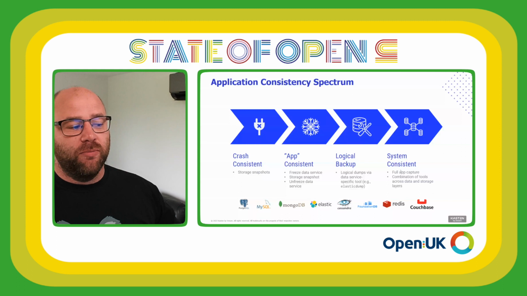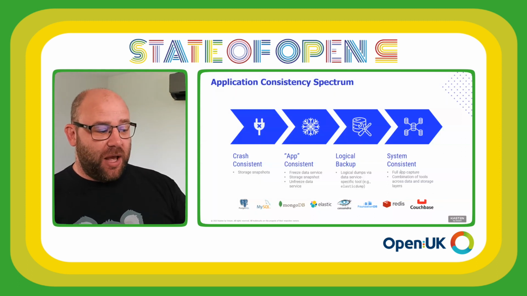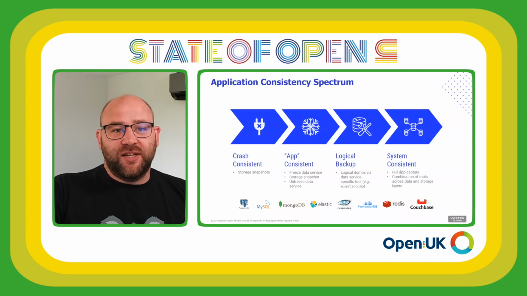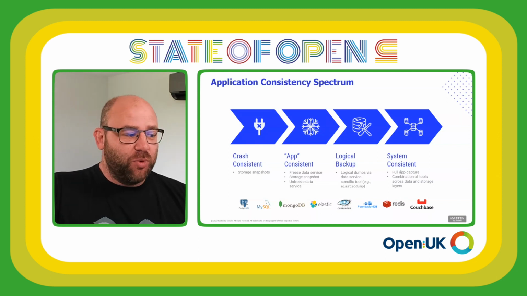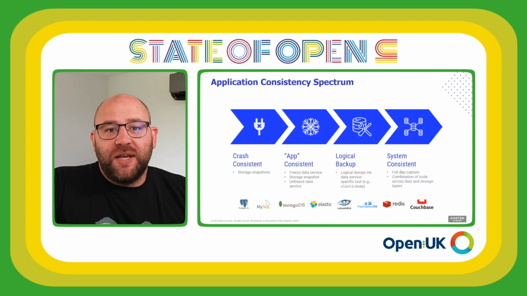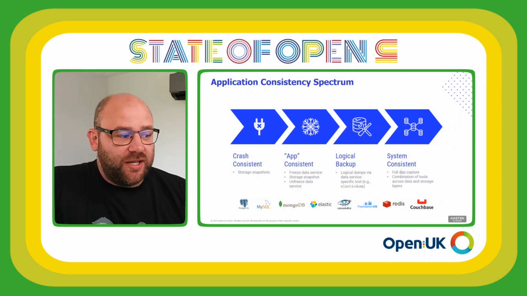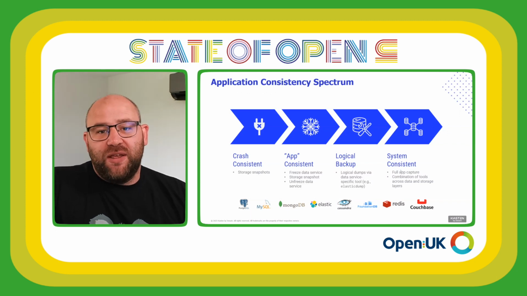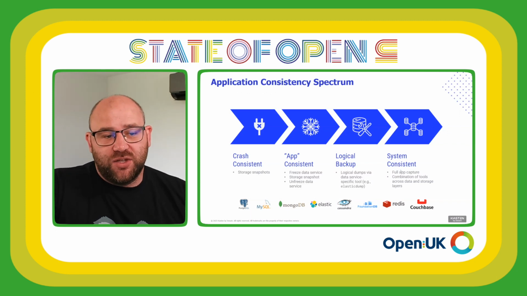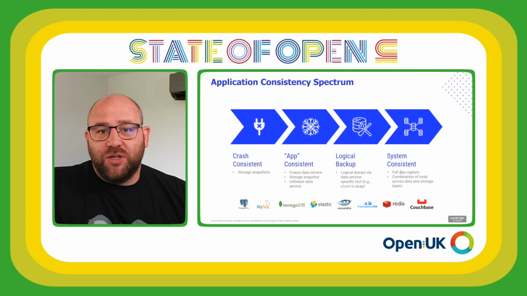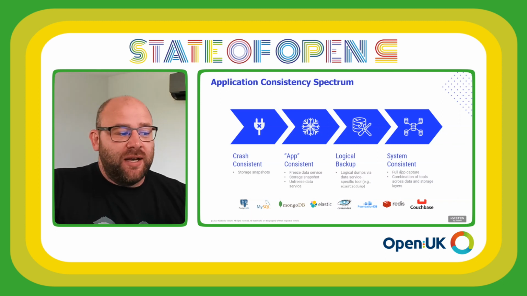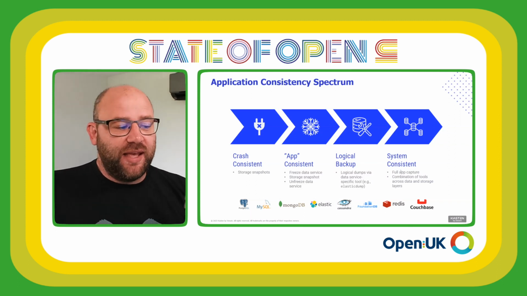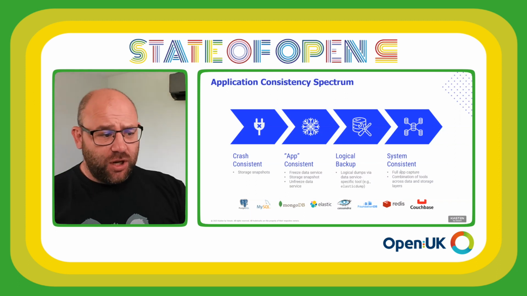Then we can start to go more towards the right of this presentation around application consistent, and that is where we're going to actually integrate into the application. We're going to tell something to freeze IO, freeze those transactions. Then we're going to trigger a storage snapshot. Namely, that could be via CSI, that could be directly into the storage array as well. And then once we're happy that we've got that grab of data, we're going to unfreeze the data service and let those transactions now hit the actual data. And then we move on to logical backup.